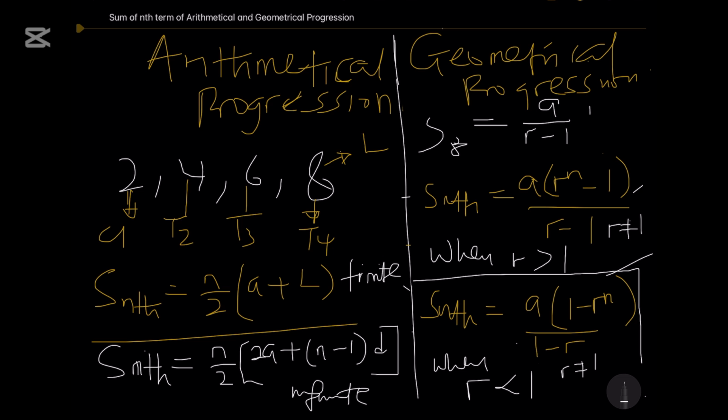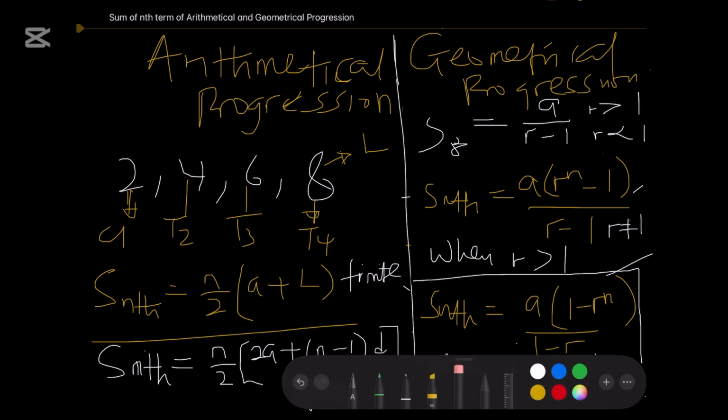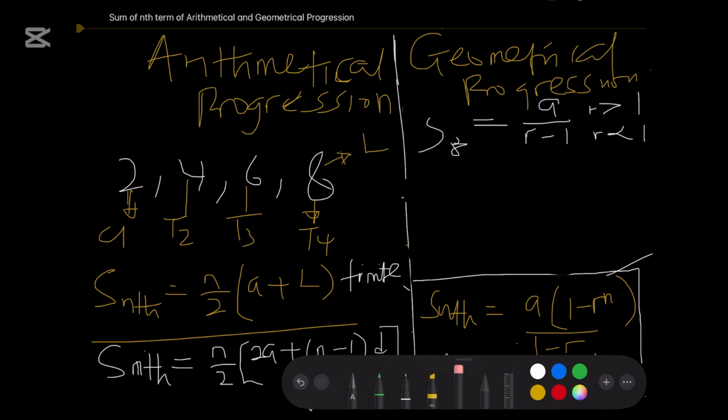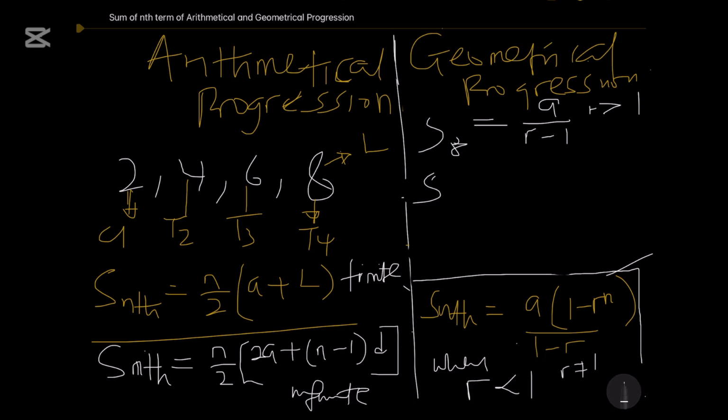This is when our r is greater than 1. And when r is less than 1, you apply the formula a over 1 minus r. Note, for this formula to be valid, our r must not be equal to 1. So we'll look at some examples on arithmetic progressions and geometric progressions.